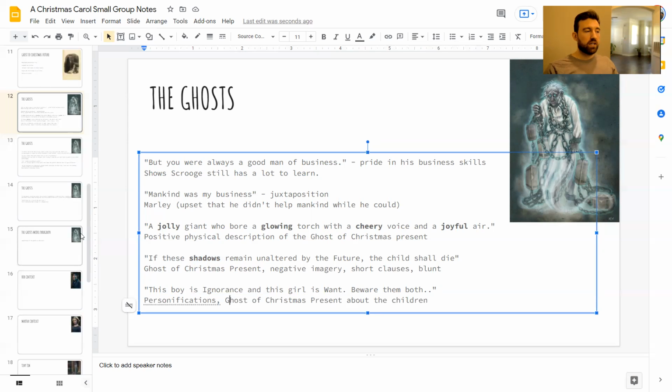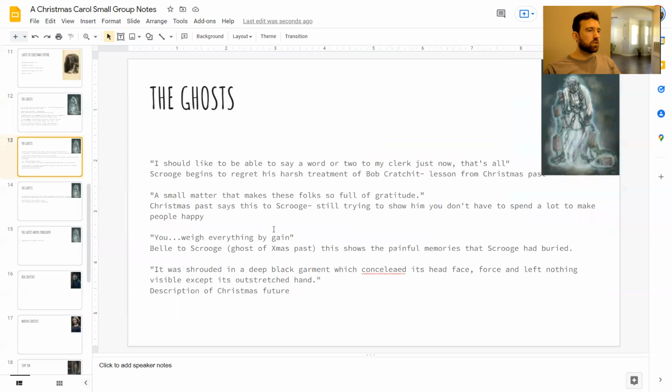Don't be a boy of ignorance. Don't be a girl of want. Yeah. So it makes it more real for Scrooge. So there's another good quote. So many more to go through. "I should like to be able to say a word or two to my clerk just now. That's all." Scrooge here, this is when he's talking to the Ghost of Christmas Past.